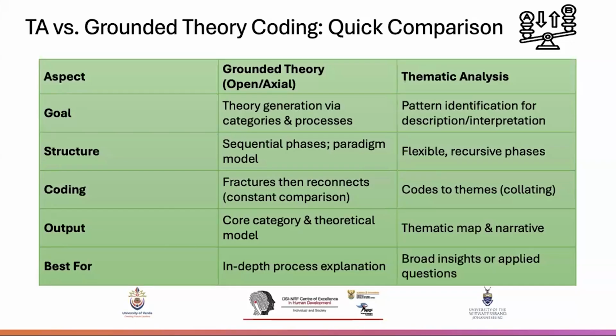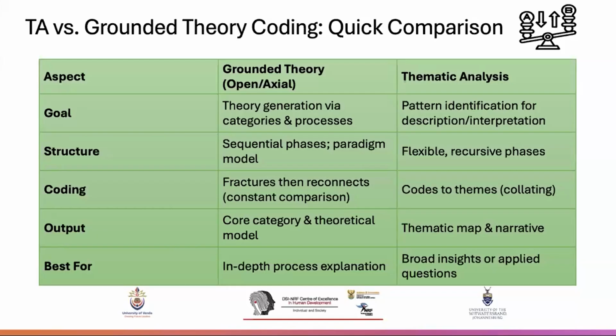And then the other part is the coding process. Like I've mentioned, grounded theory fragments your data. Here it says that it fractures and then reconnects. You break down all these different codes or different data points or data sets, and then from there, you link them back up. Whereas with thematic analysis, you have codes, and these codes will lead onto themes. You do that by collating all these different codes.